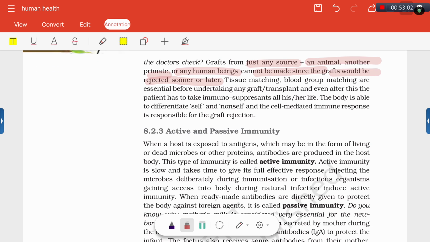Tissue matching and blood group matching are essential before undertaking any graft transplant, and even after this the patient has to take immunosuppression all his or her life. Immunosuppression drugs are given to the transplant patient to suppress the immune system.